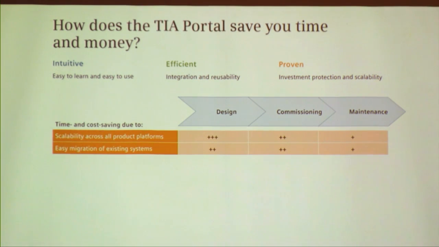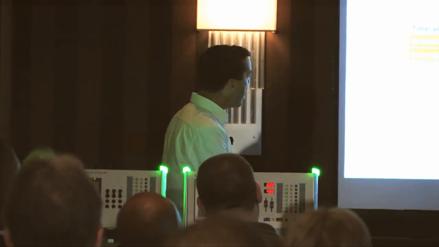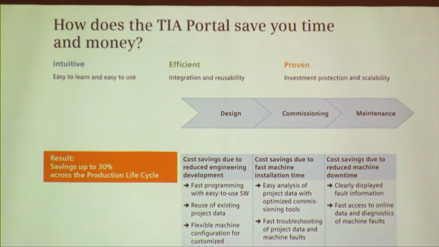And then proven, the scalability. You can migrate, you can scale code. I haven't had a chance to do it today, but you can scale between a 1200 and a 1500 or a 300 to a 1500 or back, depending on the code. Okay? Obviously, some of the brand new features that are in the 1500 can't go back to the 300, but for the most part, you can do a lot of the scalability, and everything migrates up.